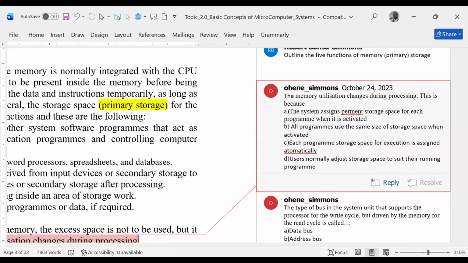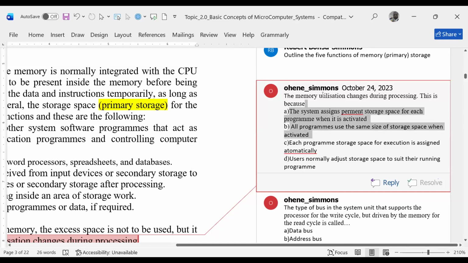Okay, read the question. Outline the five functions of memory. Oh, we have finished that one. The memory utilization during processing. We have finished that one. Have you seen where I've highlighted?